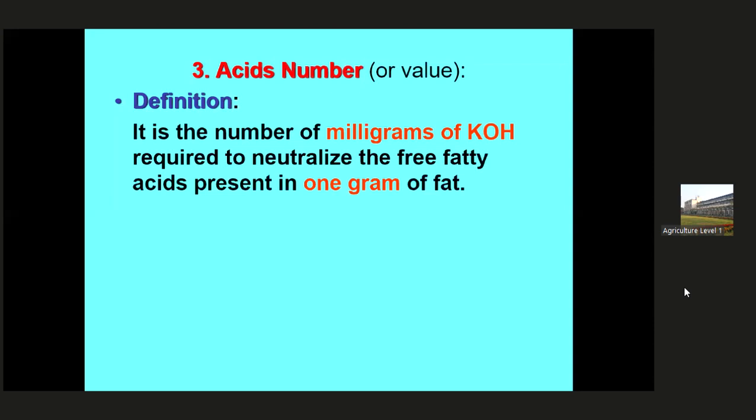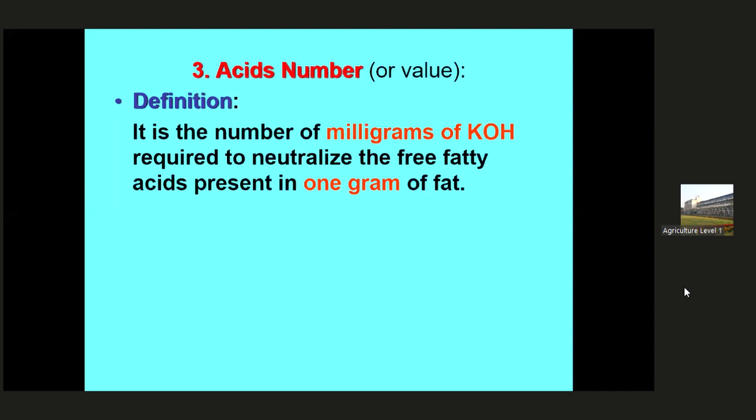In the saponification number, potassium hydroxide produces the fatty acid, but here free fatty acid is already present because of rancidity, hydrolytic rancidity. So you have to add potassium hydroxide to neutralize the fatty acid. How much potassium hydroxide is required to neutralize the free fatty acids present in your existing fat? This is called the acid number. Here too the sample will be 1 gram and the potassium hydroxide will be in milligrams.